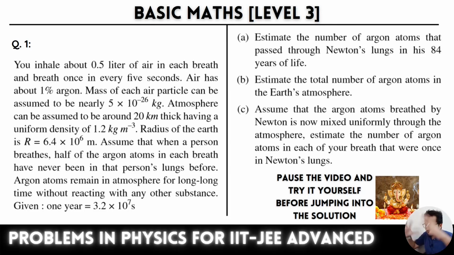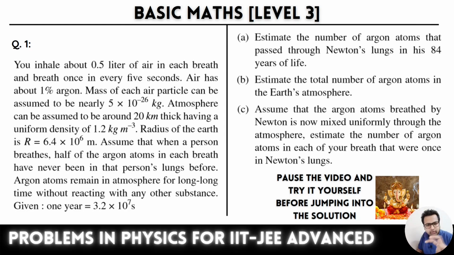So the thickness of atmosphere is given. Earth is a sphere, and the atmosphere is also a bigger sphere surrounding the Earth. So thickness here means the height from the surface of the Earth to a particular height. That height is 20 kilometer. So the idea is this: there is a concentric sphere. The inner sphere is the Earth, and the outer bigger sphere is the atmosphere.